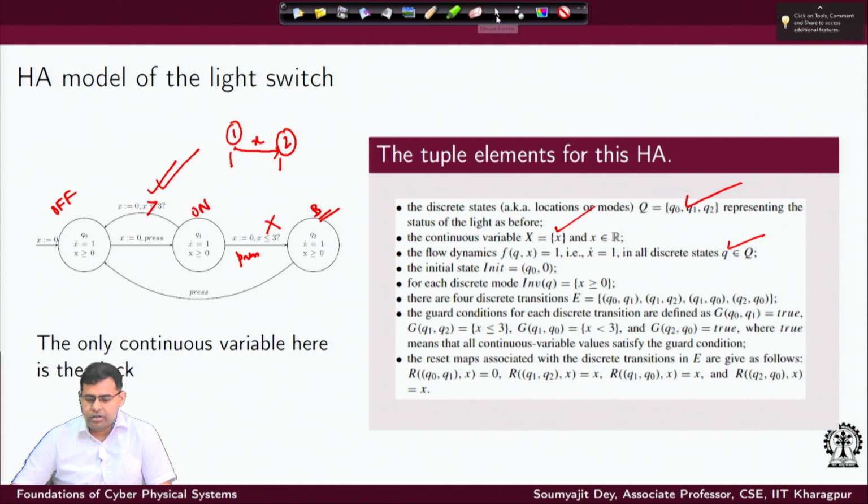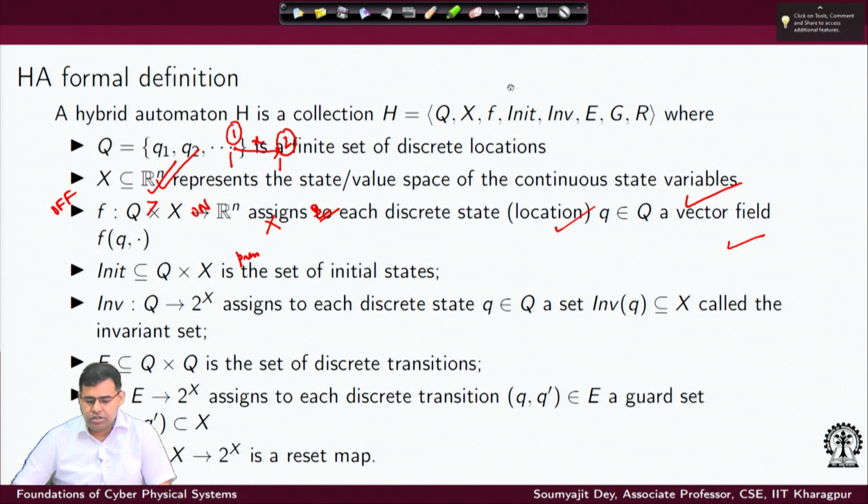Let's just try to match this with the previous things, right. Here we always said that init is a subset of Q cross X. That means I am saying a subset of the initial states and a subset of the valuations of the continuous variable. Note that X is not the set of continuous variables, but rather it is the set of valuations of the continuous variable, right. That is very important to remember here.